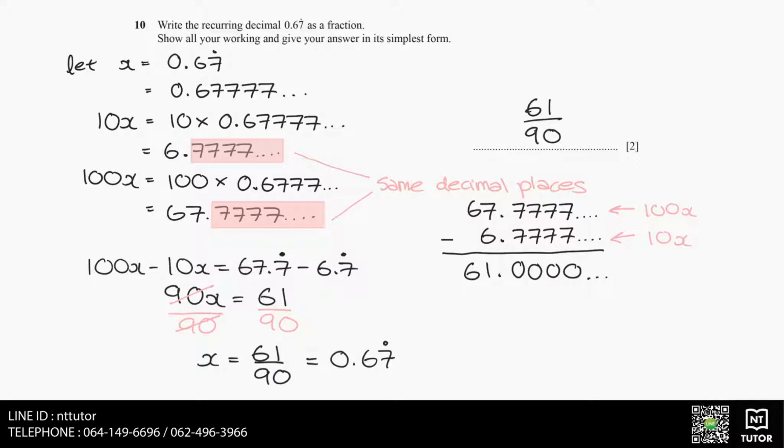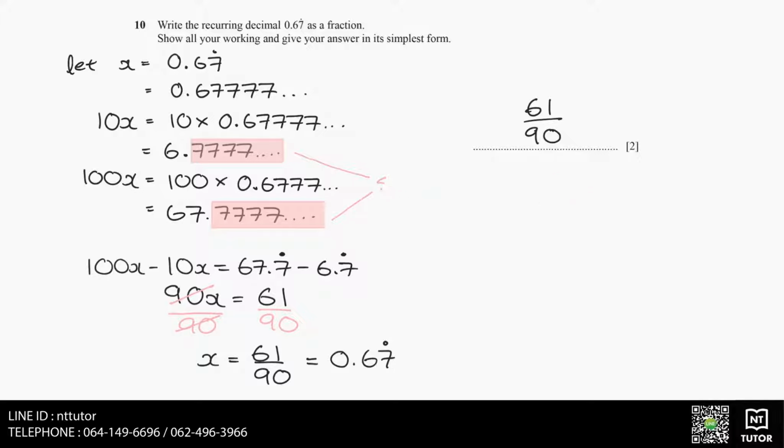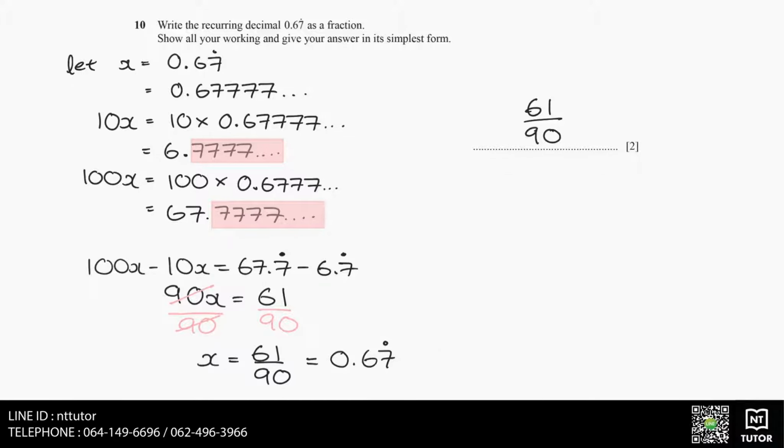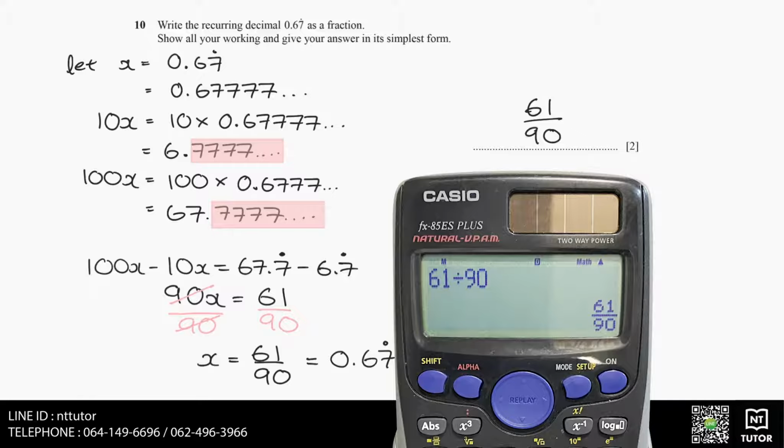For this question, we can use a calculator to check whether the answer is correct and also to check whether the fraction is in its simplest form. Type 61 divided by 90 into your calculator and hit the equal button. The answer as a decimal should be 0.67 recurring, and if you push the button to change the answer into a fraction, it should equal 61 over 90, or if there's a more simple form of the fraction, it will give your answer as the fraction in its simplest form.